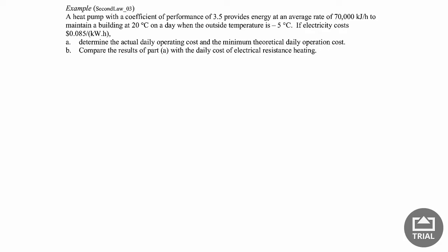So we're dealing with a heat pump cycle, and we're trying to find the operating cost. The operating cost is going to be how much energy we use multiplied by the cost of electricity. So the first part that we need to do is figure out how much energy this heat pump cycle is using. So let's go ahead and first get started with a drawing of the heat pump cycle.